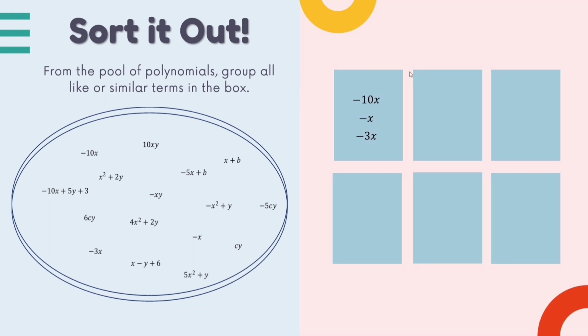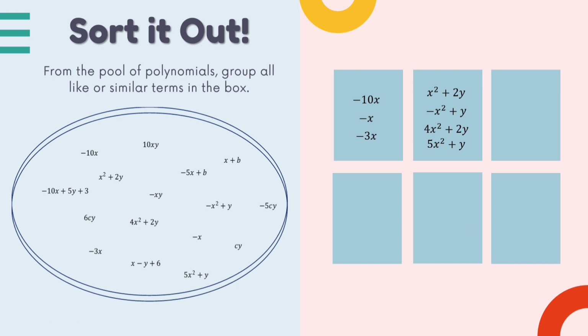Now what about the second box? What is inside the second box? We have x squared plus 2y, negative x squared plus y, 4x squared plus 2y, and 5x squared plus y. Again, question, are there any polynomials or expressions in the pool that wasn't included in the box? So let us try to check if we can see other expressions which have a variable x squared and y. Do we see any of this? No. Therefore, our second box is complete and correct.